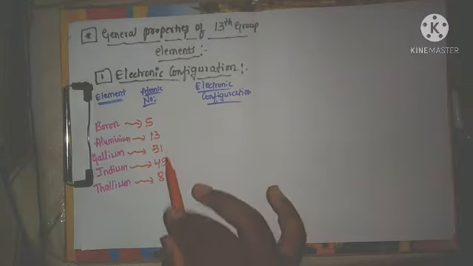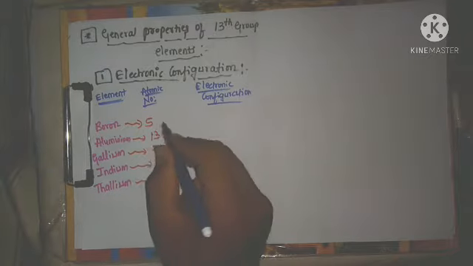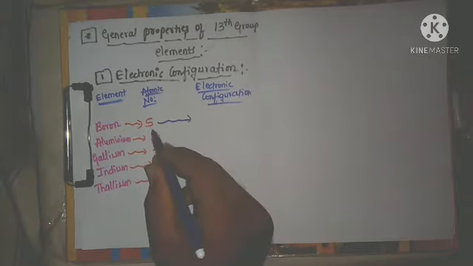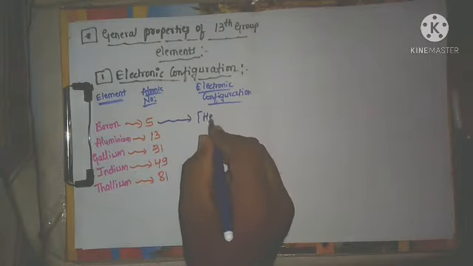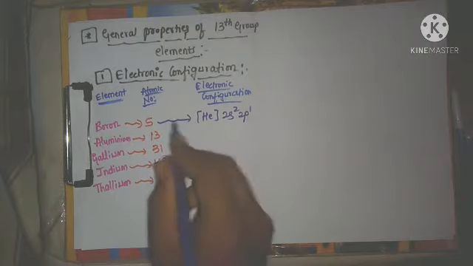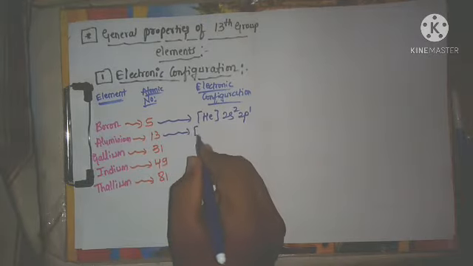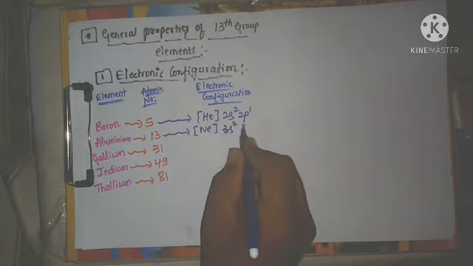Just enough. This one you remember. Now I will write the electronic configurations. The electronic configuration of boron is, I will take the noble gas core, helium 2s2 2p1. The electronic configuration of aluminium is neon 3s2 3p1.